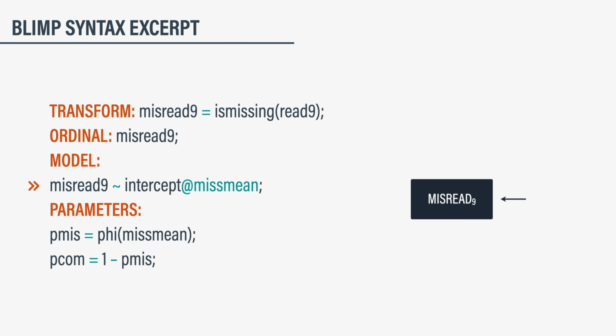In the parameters section, I define two new parameters called pmiss and pcom. Pmiss uses the grand mean of the probit model to get the proportion of students with missing data in 9th grade, and pcom is the proportion of students with complete data.